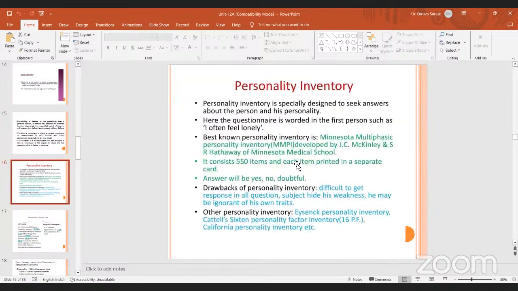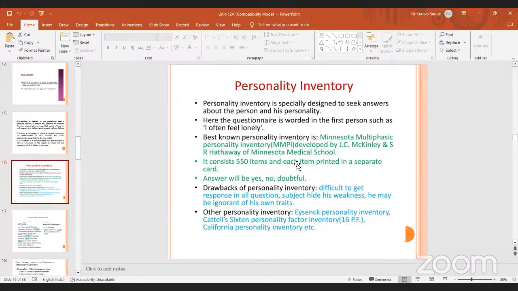Okay. Personality inventories. Personality inventories are specifically designed to seek answers about the person's personality. The questions are worded in the first person, such as "I often feel alone." Best known is the Minnesota Multiphasic Personality Inventory, MMPI, developed by J.C. McKinley and Hathaway at Minnesota. It consists of 550 items, and each item is printed on a separate card. The answer will be yes, no, or doubtful.